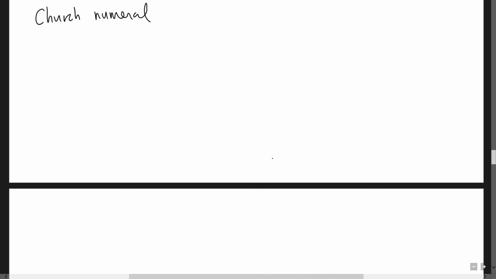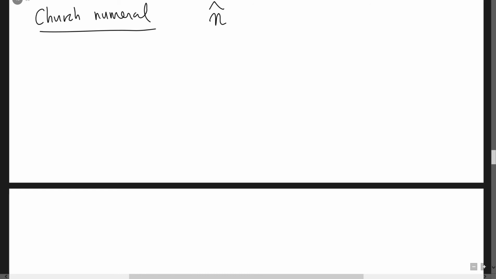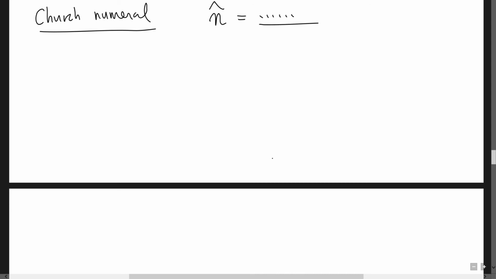Church numeral. So the idea behind the Church numeral is the goal is we would like to encode natural number n. So let me write n with a hat. This is going to be an expression in untyped lambda calculus or in System F. And the idea is the inherent capability of a natural number n is the ability to count something exactly n times. So for instance, if you have natural number 3, its inherent capability is to be able to count something 3 times, 1, 2, 3, 3 times exactly.